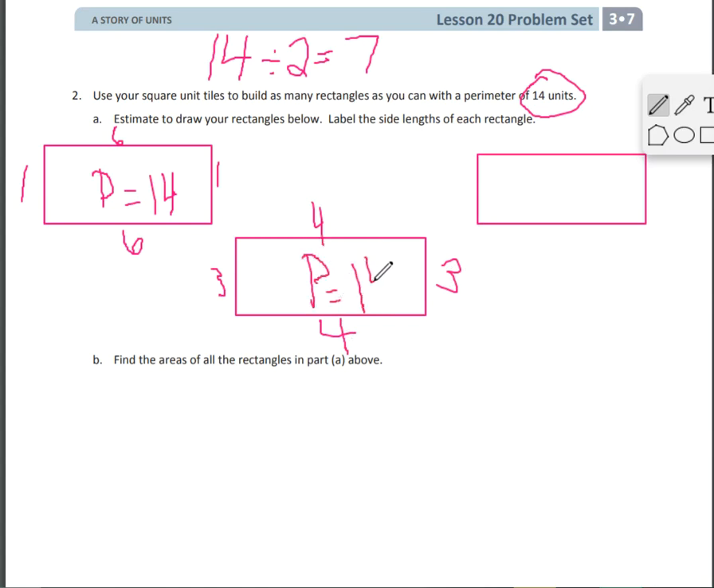Let's see if we can make that third one. Let's see, other numbers that add up to 7. Ooh, let's go ahead and let's do 2 and 5. All right, 5 plus 5 is 10. 10 plus 2 is 12. And 12 plus 2 is 14.